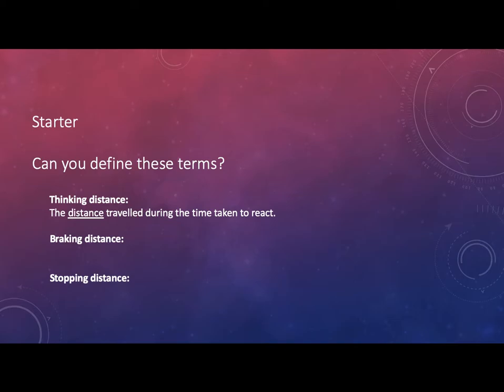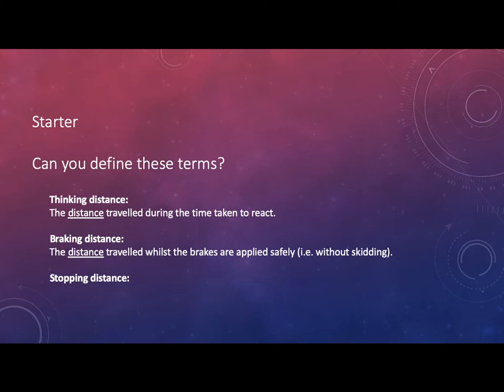The braking distance, then, thinking distance is going to be about your reaction time. You seeing a hazard when you drive along in the car or riding your bike or whatever, and thinking to yourself, I've got to react, but not actually reacting. The braking distance then is the distance travelled whilst the brakes are applied safely. So you've got time to think in your head, I need to apply the brakes now, and then to move your foot onto the pedal and apply the brakes.